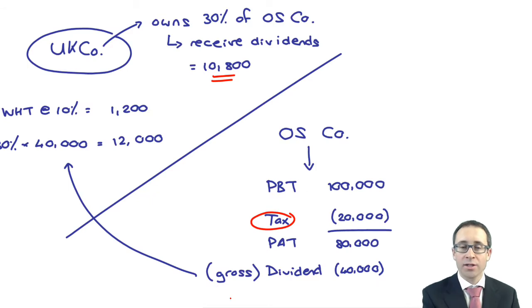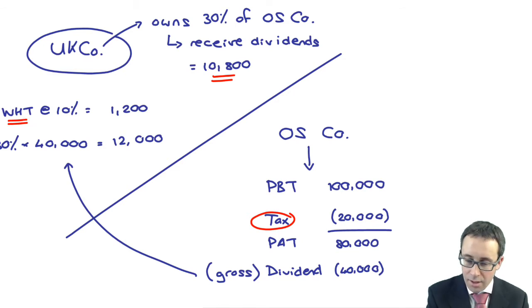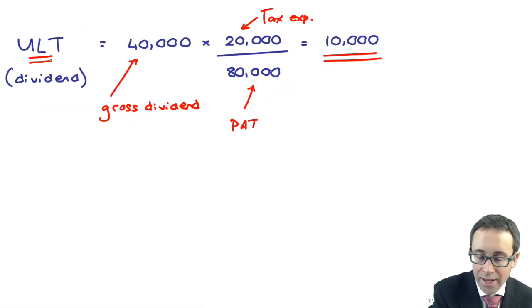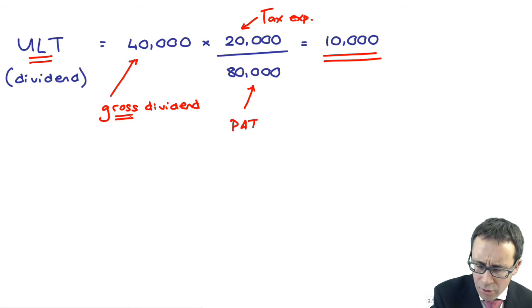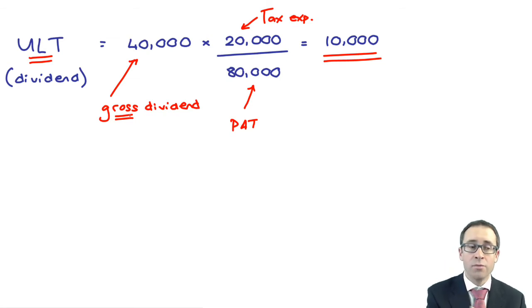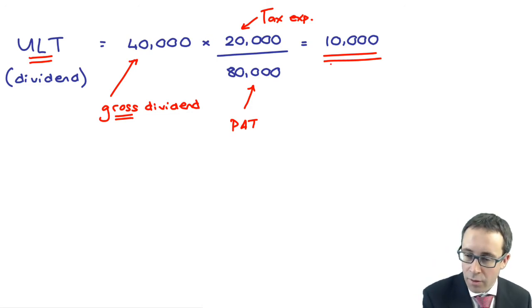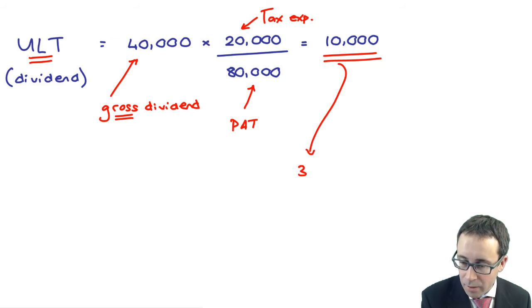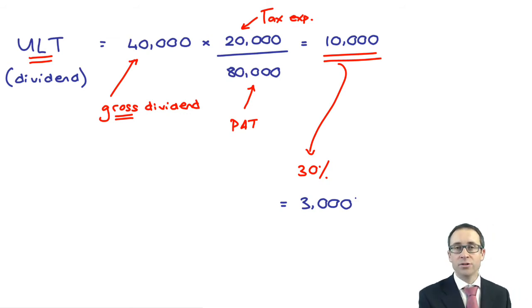But a lot of the time, questions will ask you to work out the withholding tax, and they will also ask you to work out the underlying tax on the dividend that you have received. So the key bit there is that you need the gross dividend, and you need to look at it from your perspective as well. We've worked out the total underlying tax. In our scenario, the amount that we could reclaim would be 30%. 30% gives me 3,000 in relation to the dividend that the UK company has received.